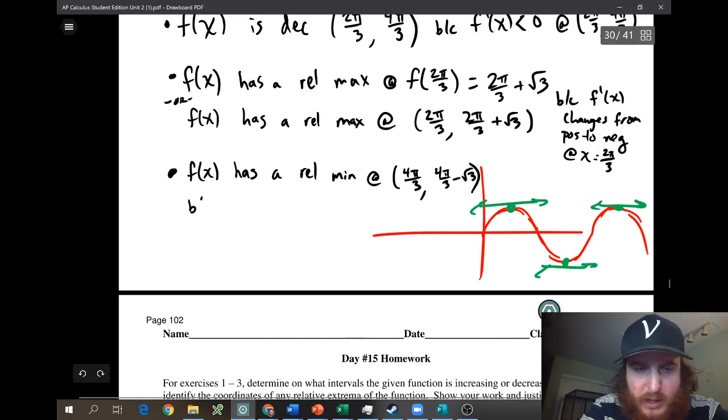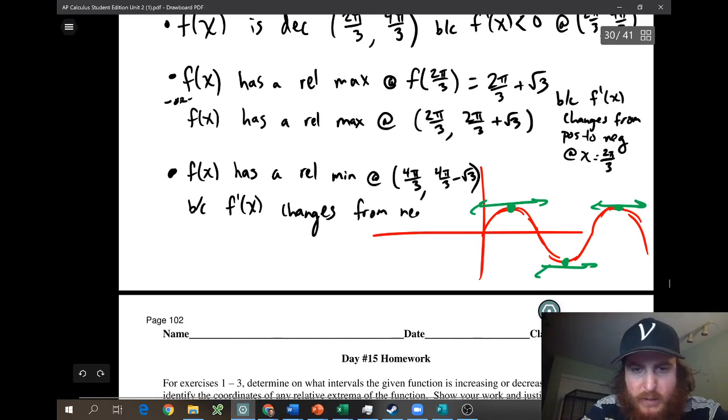Why? Because f prime of x changes from negative to positive at x equals 4 pi over 3.